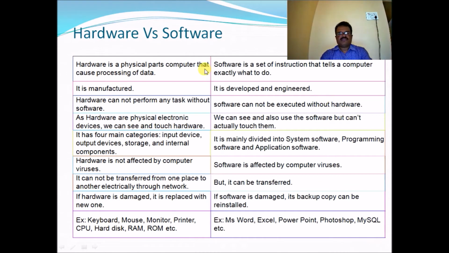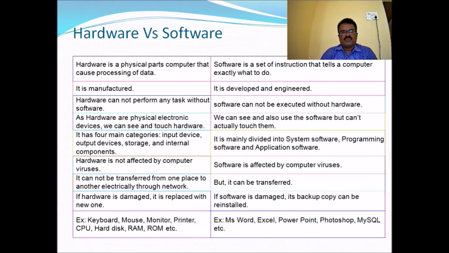So if we see the differences between these two, hardware is the physical parts of a computer that causes processing of data. Software is a set of instructions that tells a computer exactly what to do. Hardware is manufactured, software is developed and engineered. Hardware cannot perform any task without software. As hardware are physical electronic devices, we can see and touch hardware. It has four main categories: input device, output device, storage, and internal components. Software cannot be executed without hardware. We can see and also use the software, but we cannot actually touch them.